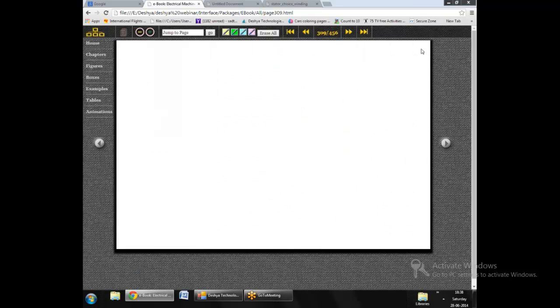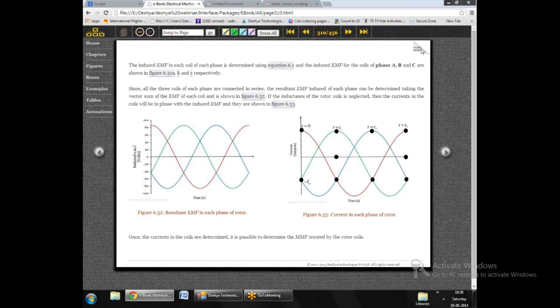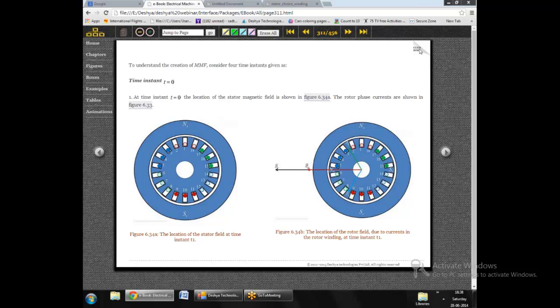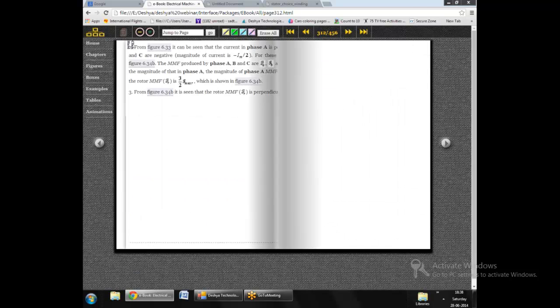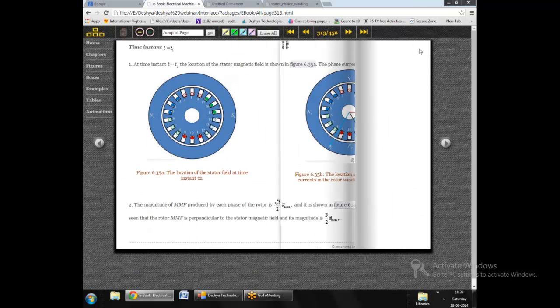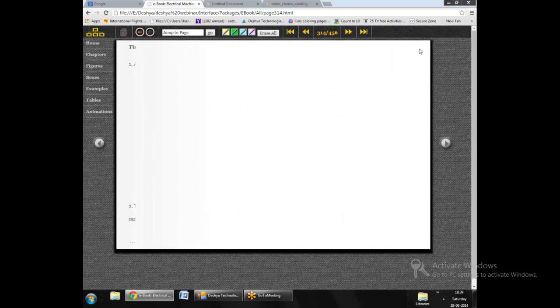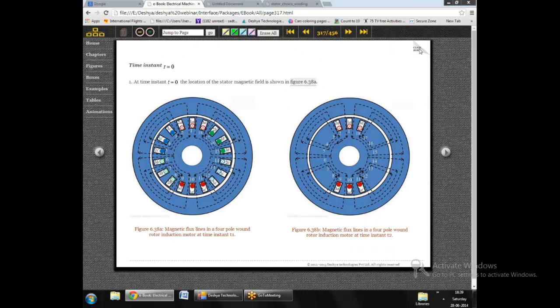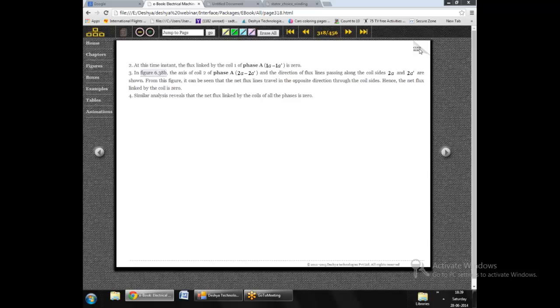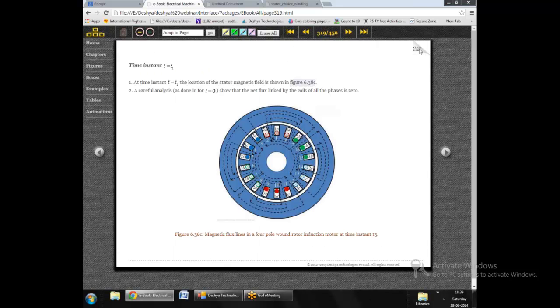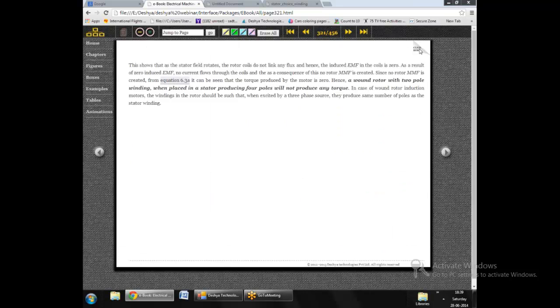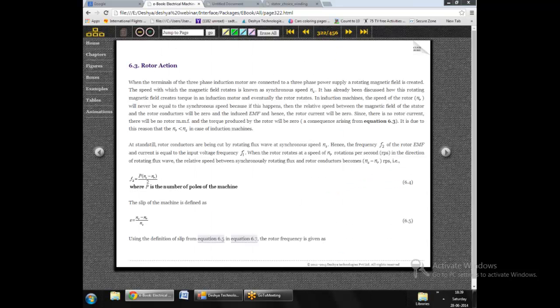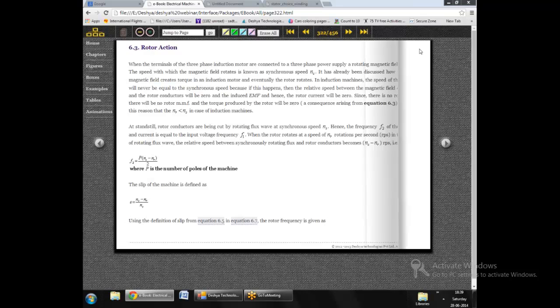So the discussion over here goes into how the wound rotor motor is going to work, and this is all again the electromagnetic viewpoint of the machine, and it gives a detailed explanation of how exactly the operation of a wound rotor motor is done. So it explains both the 2-pole machine and the 4-pole wound rotor motor, and it's quite elaborate and enriched.